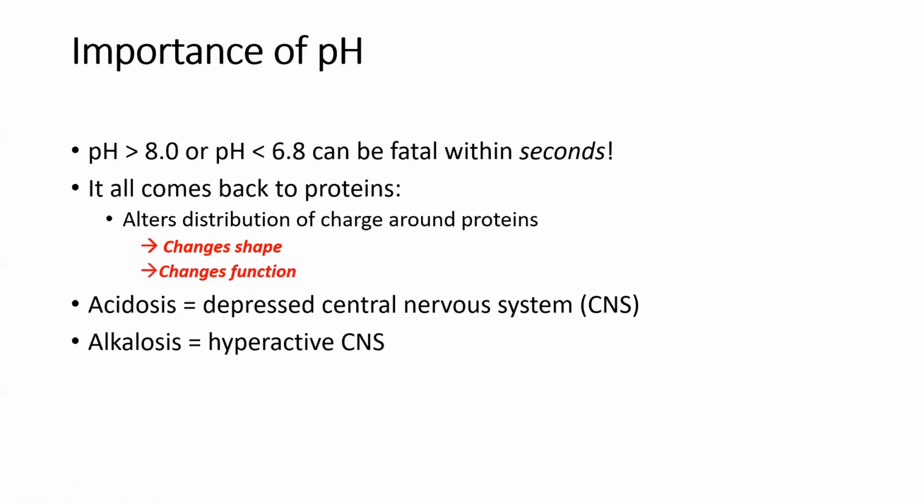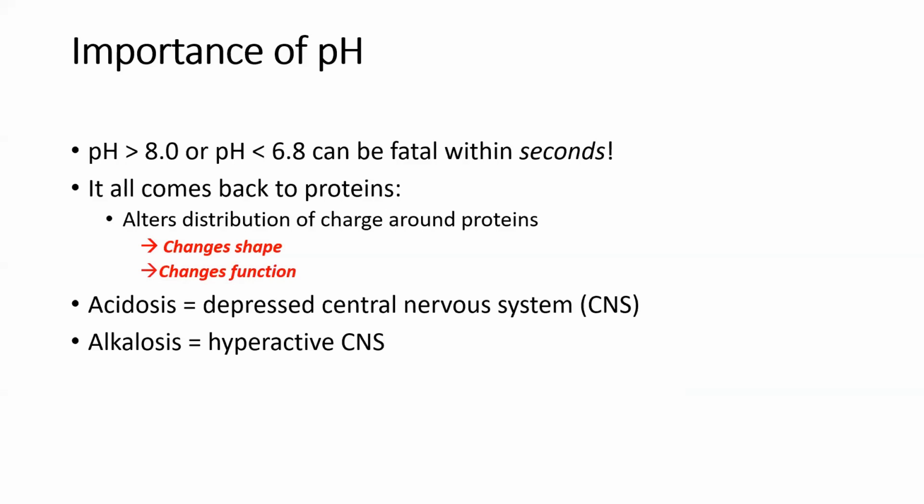So again, pH that goes above 8.0 or below 6.8 can be fatal almost immediately, okay? And then changes that are not quite at this level, but probably above 7.45 or below 7.35, although not fatal, there will be huge physiologic consequences, okay? But beyond those extremes, it can be fatal very quickly.